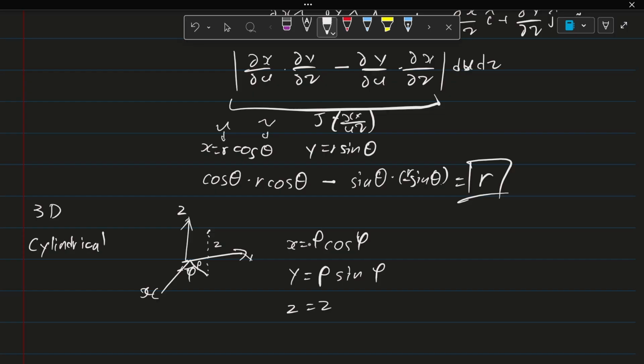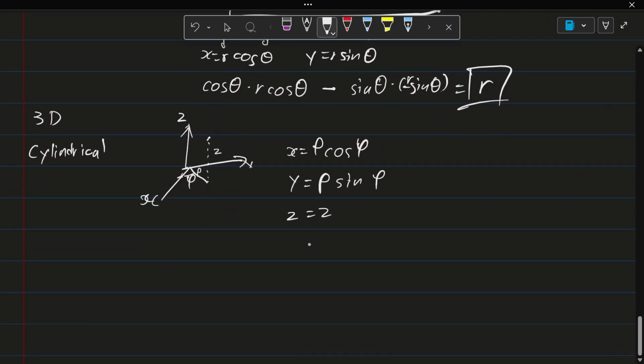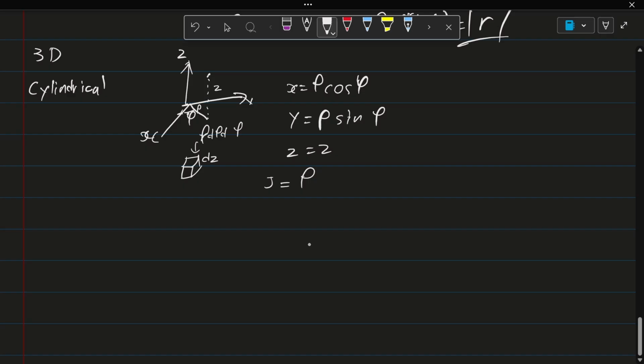And how do you figure out this change in volume? Because we're now talking about 3 dimensions, that means we need to play around with the change of volume. So it's pretty much the same idea as before. We know what the area is. It's rho d rho d phi. And the height is dz. So the Jacobian is going to be rho. It's pretty simple.